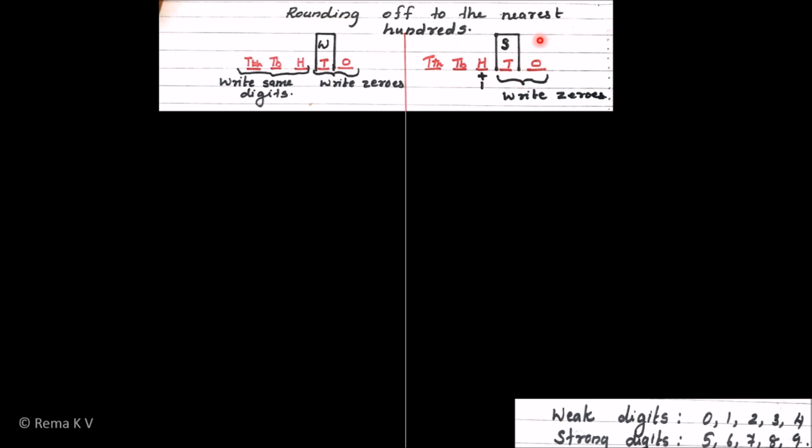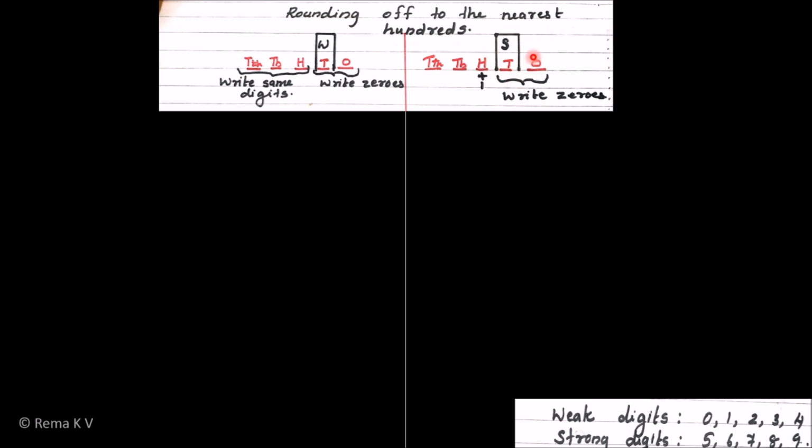Now let us move to this one. Here also we are going to round off numbers to the nearest hundreds. So the hundreds place digit we have to round off. And you know that in hundreds, the ones place and tens place are zeros. So here also write zeros in the units place or ones place and in the tens place. Then we have to check the digit in the tens place.